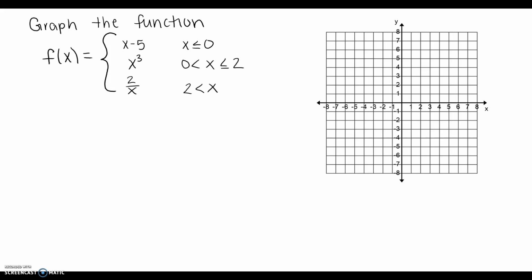So what I recommend doing for these examples is making a table. In our table, we're going to make a table for each of the functions based on their domain. So if we look at x minus 5, I know that this is going to be when x is less than or equal to 0, so I can just pick a couple points that are less than 0. So you've got -2, -1, and then of course 0.